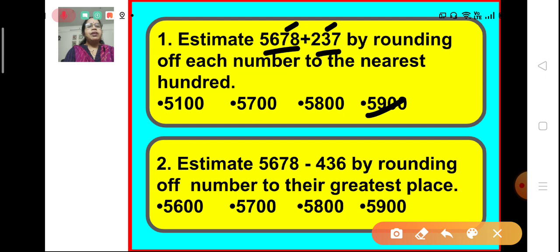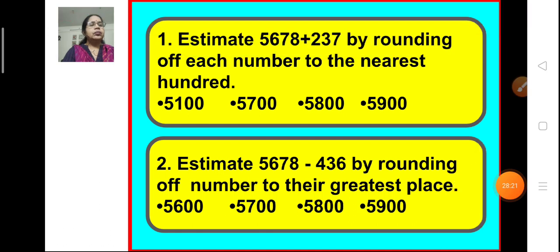This way you have to add and find the estimated sum or estimated difference also. Same way we have to first round off the numbers and then find their difference. So the second question is estimate 5678 minus 436 by rounding off the numbers to their greatest place. So let us look at the greatest place of these numbers.